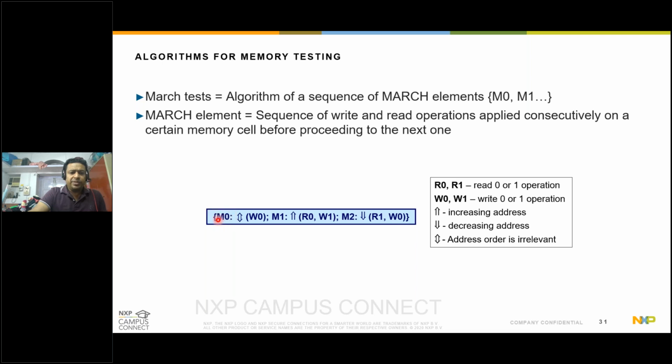So if you see this particular March test, the first March element is doing a write 0 operation on all the memory elements, irrespective of the direction in which you are writing to the memory cells. As a second element in the March test, it is doing a read 0 on a memory bit followed by a write 1, and that is happening in increasing order of address. In the next March element, you are doing a read 1 from the memory cells and a write 0 operation, and this is happening in decreasing order of address.